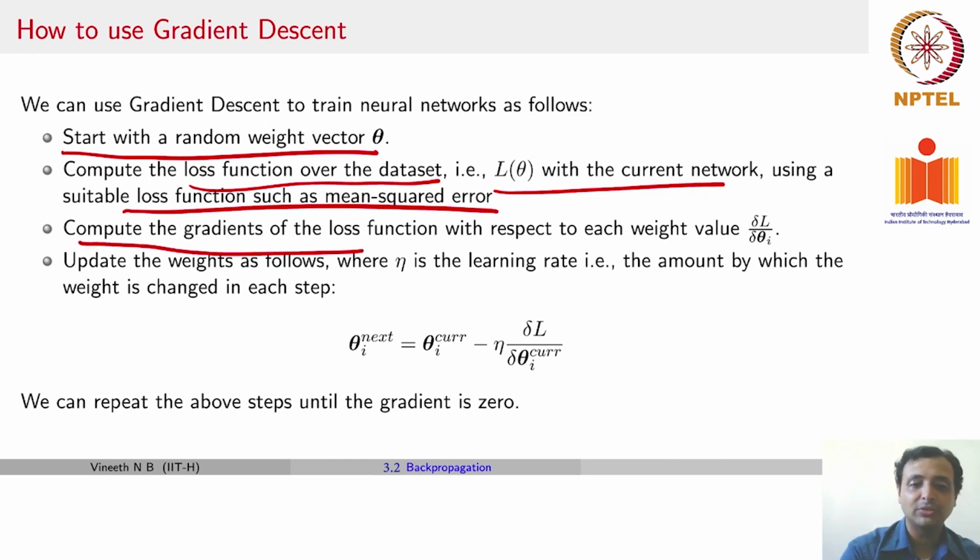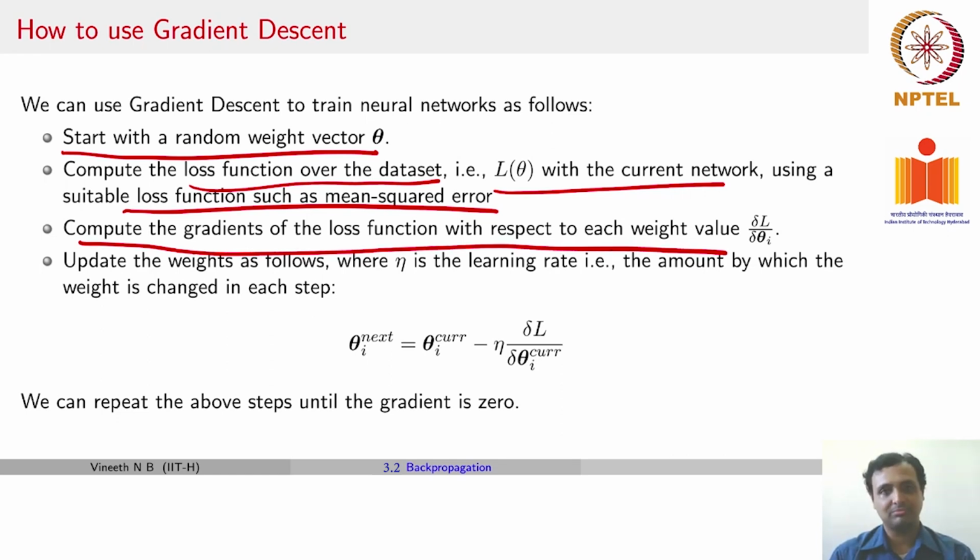We compute the gradients of the loss function with respect to each parameter in the network. It could be the weight, it could be the bias, it could be any other parameter. Every parameter that's involved in getting the output of the neural network, every parameter that you need to learn, you compute the gradient of the loss function with respect to each of those values, and we denote that as dou L by dou theta i.